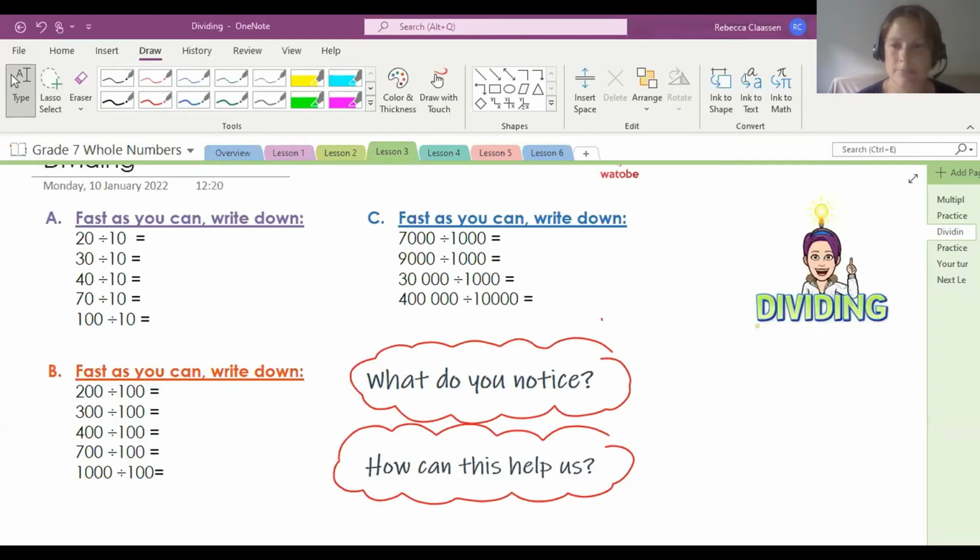Ma'am, should we write that? What are you writing? No, you don't have to write the instruction. That's just there so you don't forget what to do.